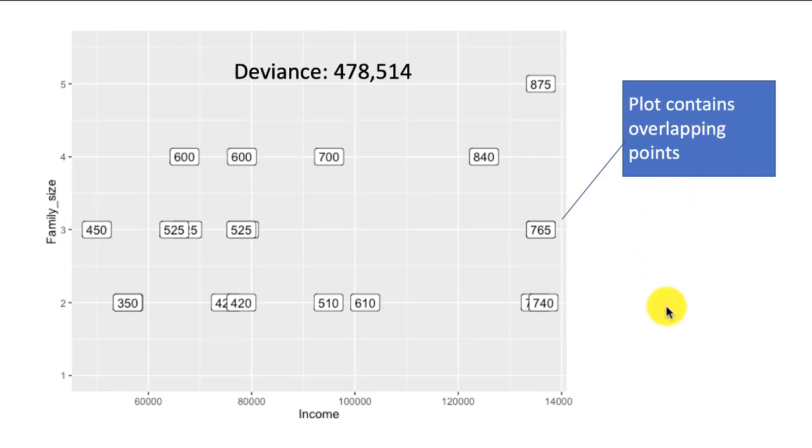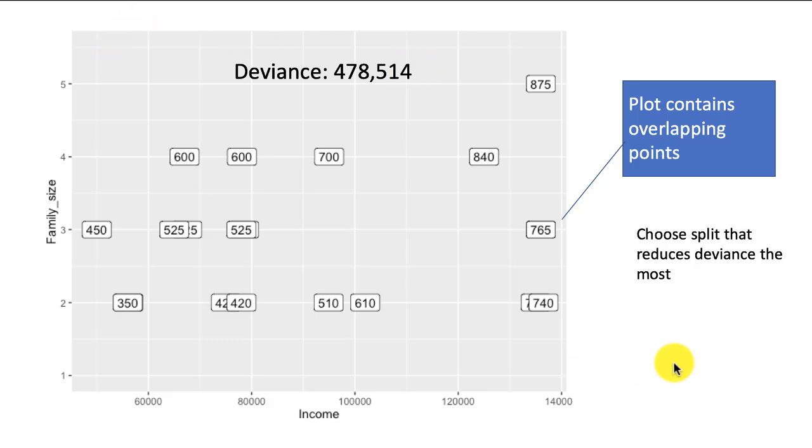Now the total deviance for this data, we have already calculated as 478,514. That's the amount of heterogeneity that exists, right? Because this is a large number, which means what? Which means the values are all quite different from each other. So when you calculate the difference of each value from the mean and add up the squared differences, it comes out as a pretty large number. Okay, so that's what it is.